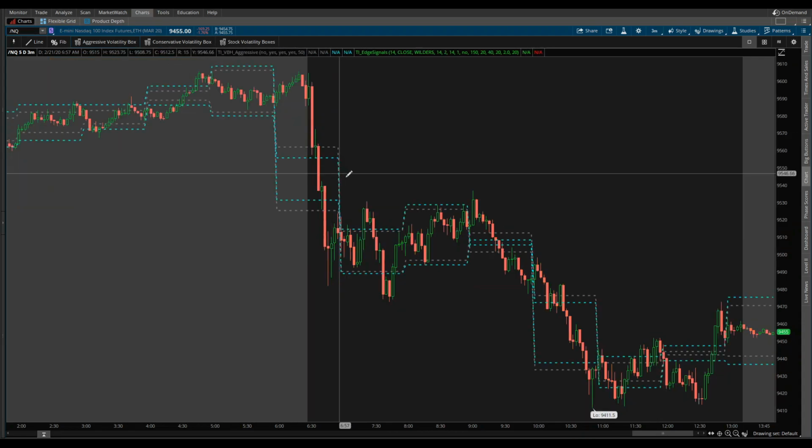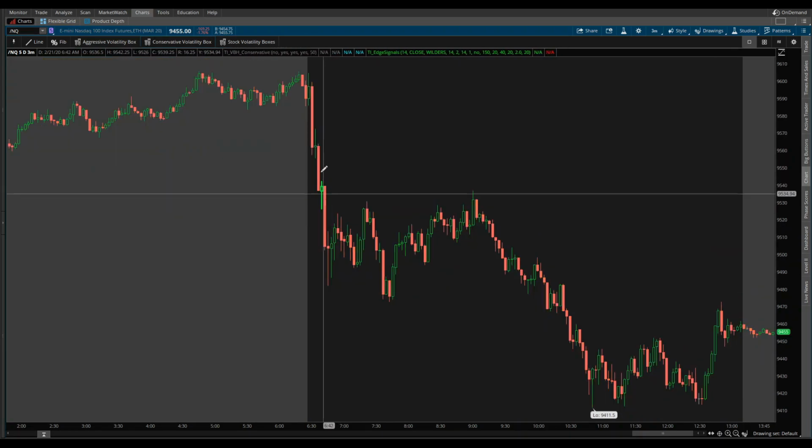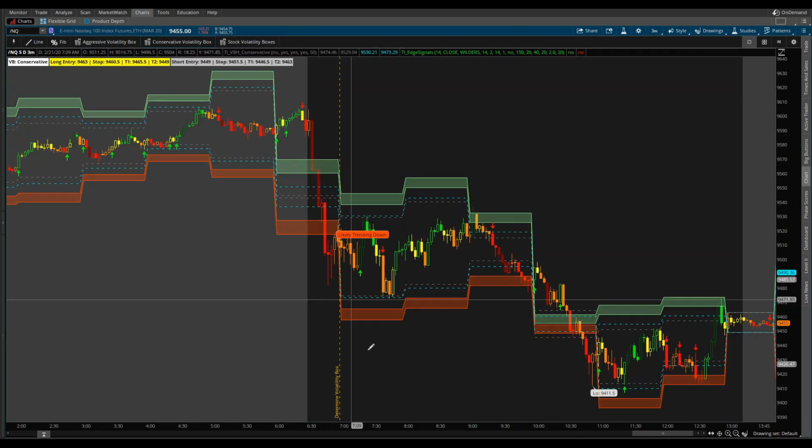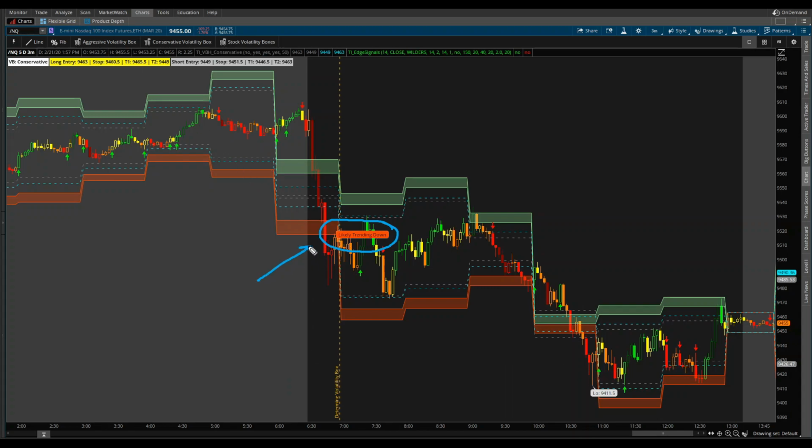If we load that in, it just plummeted straight through. The conservative box tried to hold this action and we still went even through that, right? So this is your first sign that, hey, we are experiencing greater than usual volatility. And we even had our conservative volatility box give us that trending bubble signal that we are likely trending down. And the same signal should have occurred on the aggressive volatility box as well.